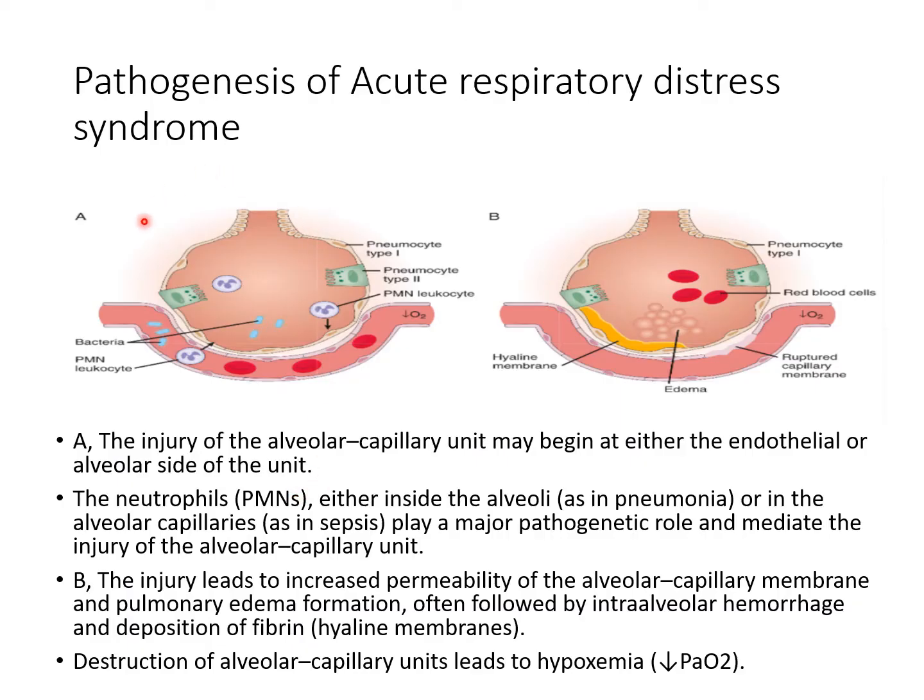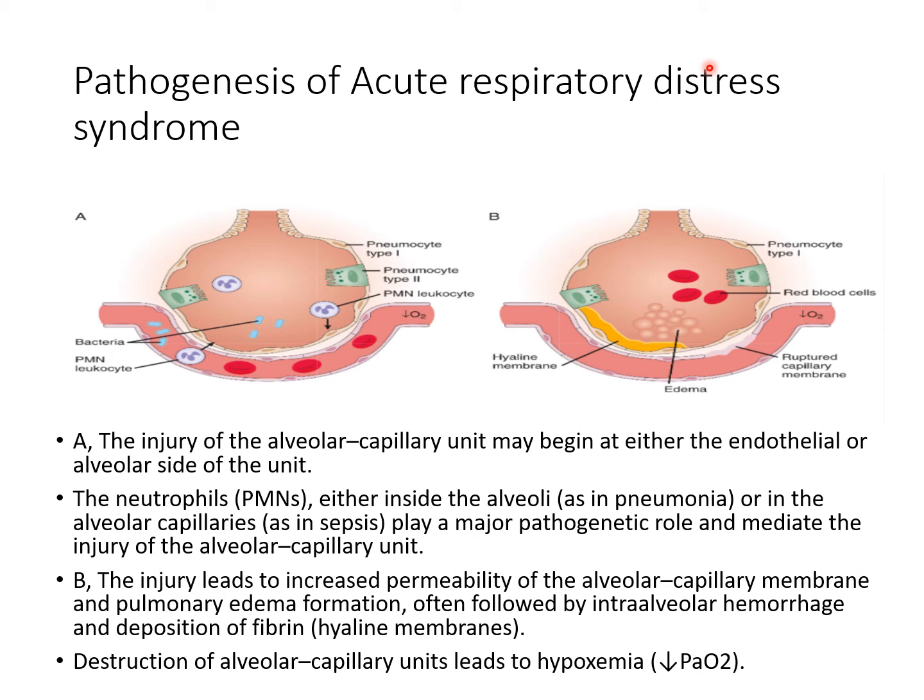Look at picture A. The injury of the alveolar capillary unit may begin at either the endothelial or the alveolar side of the unit. The neutrophils either inside the alveoli, as in the cases of pneumonia, or in the alveolar capillaries, as in the cases of sepsis, play a major pathogenetic role and mediate the injury of the alveolar capillary unit.